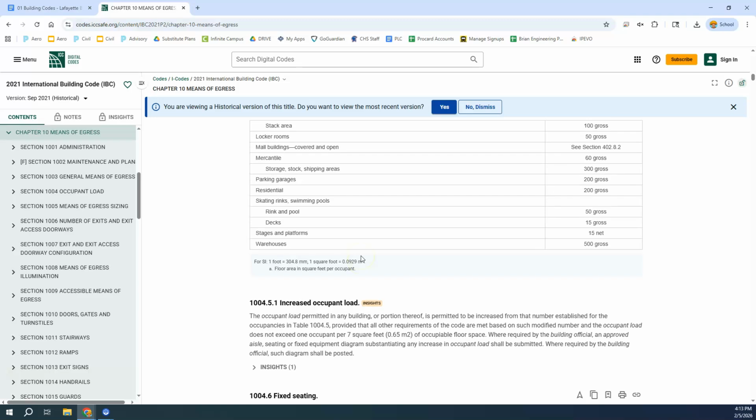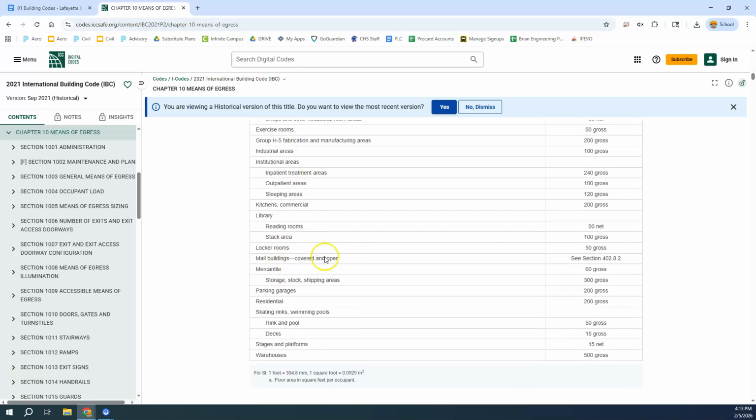If you have other businesses, you have to go up here and try to figure out how they fit within these. Mercantile would be like shops. That would say that you would need to have 60 square feet per person. If it's a storage area, it's 300 square feet per person.